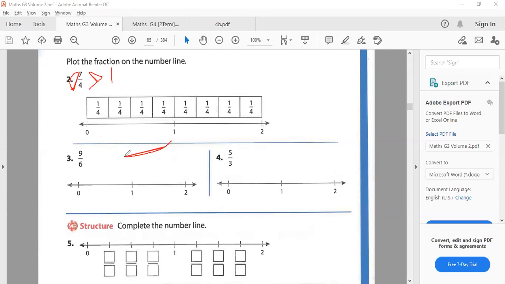So we need 7 parts out of 4. Between 0 and 1, we divide into how many equal pieces? 4. So 1, 2, 3, 4. But we need 7, not 4, so we continue. After 4, it is 5, 6, 7. So the fraction that we need will be exactly here, 7 over 4, right? Right. Okay, Muad, thank you.